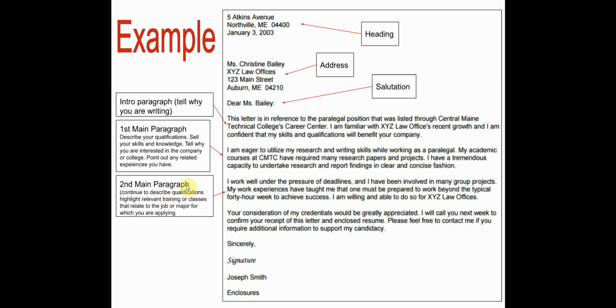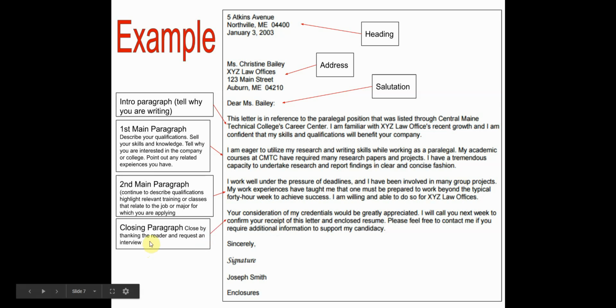Second main paragraph, continue to describe your qualifications. "I work well under the pressure of deadlines, and I have been involved in many group projects. My work experience has taught me that one must be prepared to work beyond the typical 40-hour work week to achieve success. I am willing and able to do so for the XYZ law offices." So it shows that dedication there. It shows that you have a good understanding and also explains your skills again.